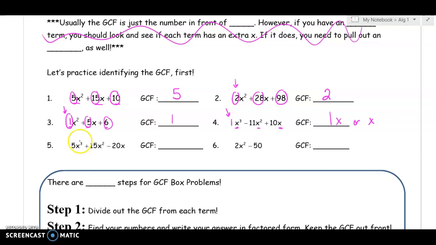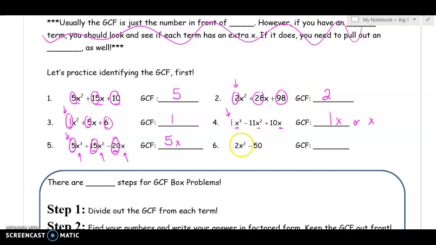All right, let's look at number 5. Let's look at the numbers first, and we'll look at the letters next. 5, 15, and 20. Again, what number can 5, 15, and 20 all be divided by? Well, the biggest it's going to be is this guy, and notice all three of those can be divided by 5. 20 can be divided by 5, 15 can be divided by 5, and so can 5. So 5 is going to be our greatest common factor. Letter-wise, all three of these have x's. You take the x that has the smallest exponent, so that would be x to the first, or just x.